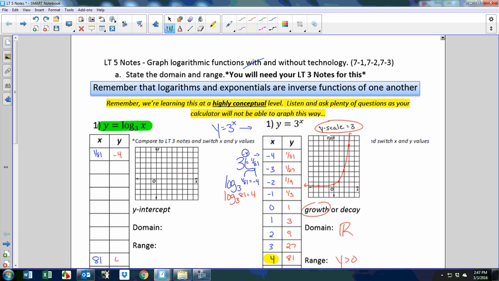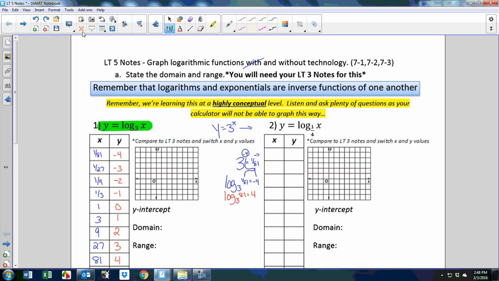Then you can almost fill in the in-between just by copying and transferring the points over from the table, switching your x and y. So 1 over 27, 1 over 9, 1 over 3, 1, 3, 9, 27. When we go to graph this logarithm, we're probably going to need to count by something different on the x-axis instead of the y-axis. Previously, we changed the y scale to 3. Now we'll change the x scale to 3.